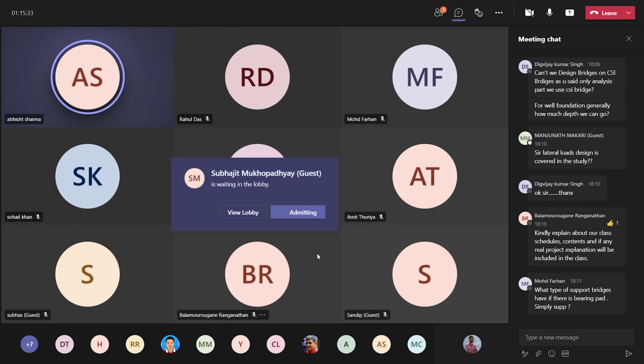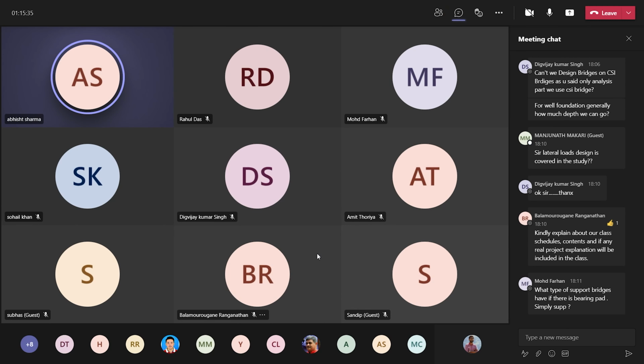What type of support do bridges have if there are bearing pads? You can have both simply supported and continuous. Every bridge will be based on a bearing. You can use deck continuity as well. So both of them you can have, simply supported and continuous. Bearings will be there in all the bridges, unless and until you are making it integral. Then you don't have bearings. So you can have deck continuity even when the bearing pad is there.